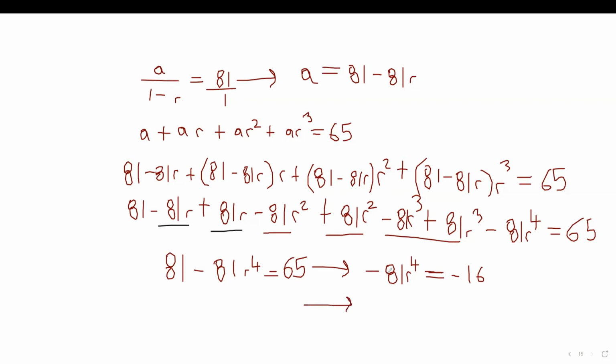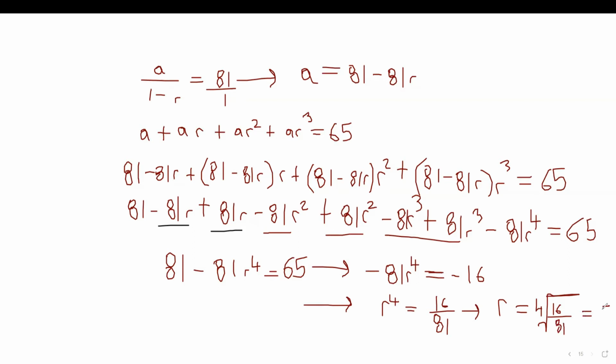So now we just divide by negative 81. So what we're going to get is r to the 4 is equal to 16 over 81. That's r to the 4, 16 over 81. So to find r, we just need to square root it twice. So find the fourth root. So r is the fourth root of 16 over 81. Look, I'm going to do this without the calculator. The fourth root of 16 is 2. The fourth root of 81 is 3. That much I know. R is 2 over 3.